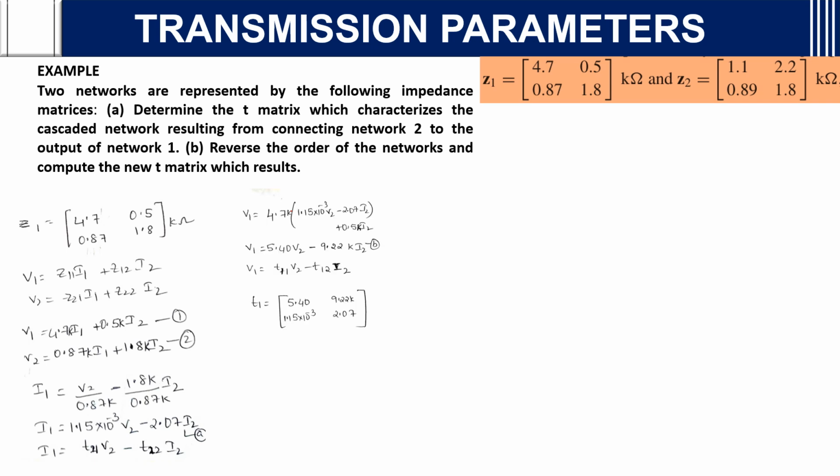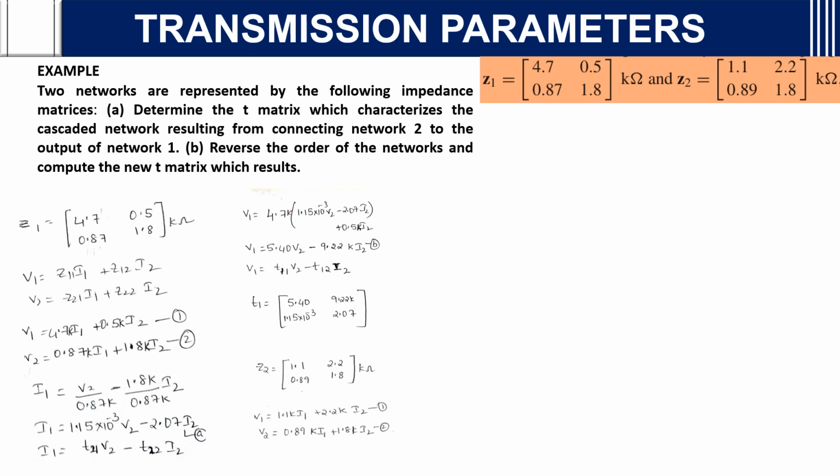How to find that? Just substitute this I1 value in equation 1 so that you will get V1 is equal to 4.7 K into (1.15 into 10 power minus 3 V2 minus 2.07 I2) plus 0.5 K I2. If you calculate this, you will get V1 is equal to 5.40 V2 minus 9.22 K I2. So V1 is equal to T11 V2 minus T12 I2, and you got the T1 network matrix. Now we need to find T2, that is, for Z2 we need to find the T parameters.